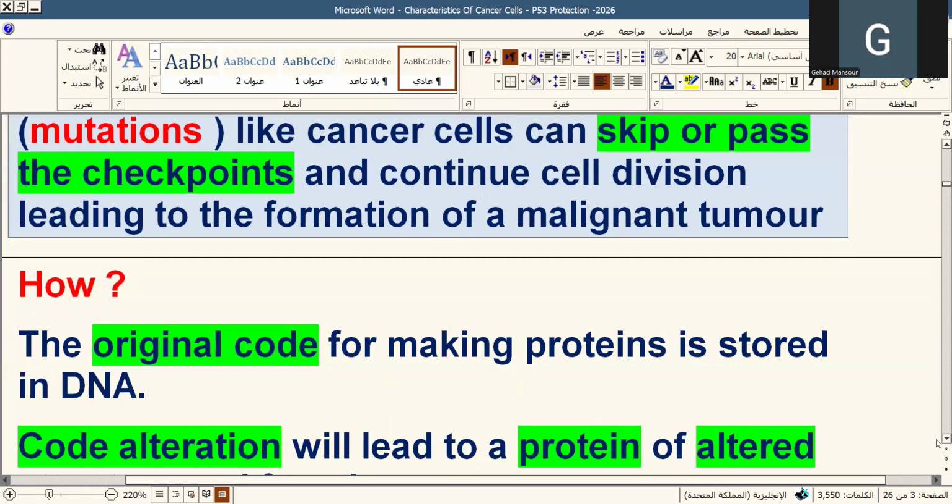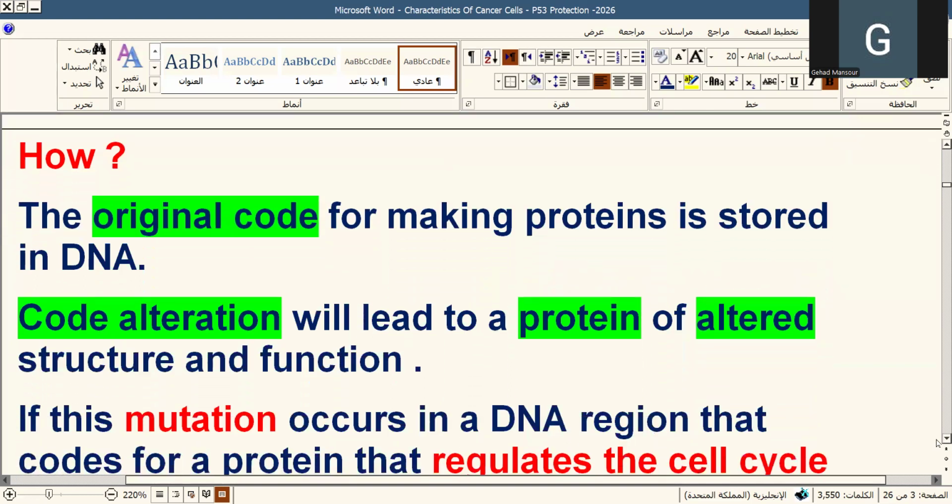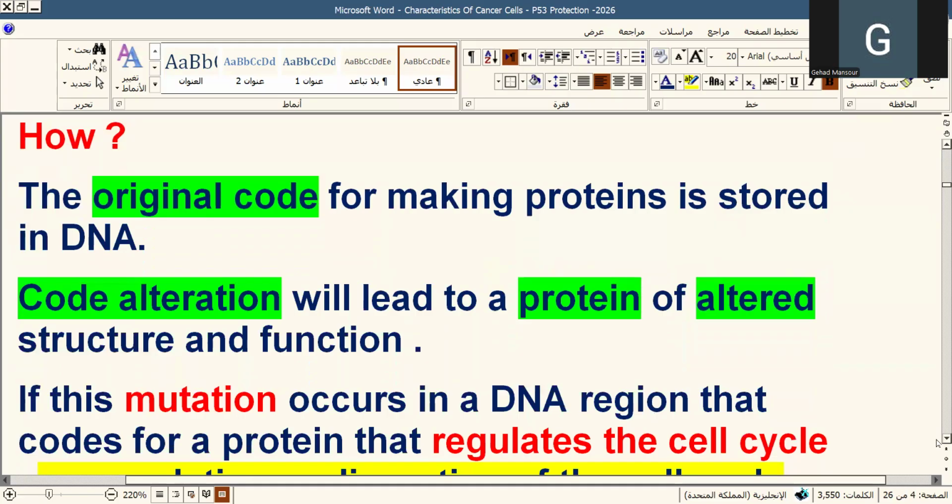You might have been wondering before listening to this or watching this video, how come that we have checkpoints in the cell and that a mutant cell like the cancer cell can continue division? And we have just explained how. So here we are saying it again with more organization. So how can cancer cells escape the checkpoints?